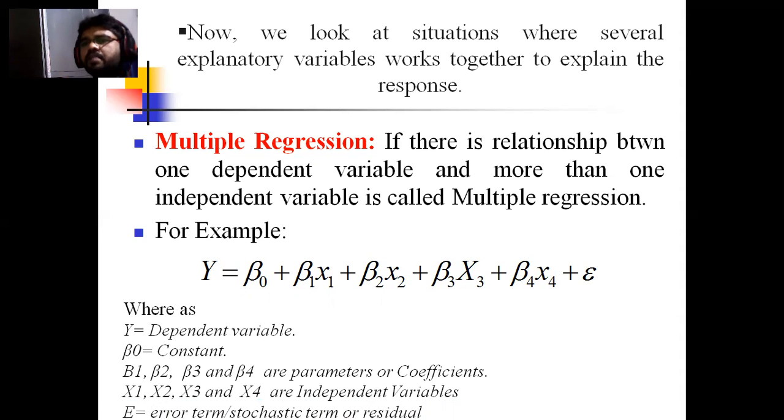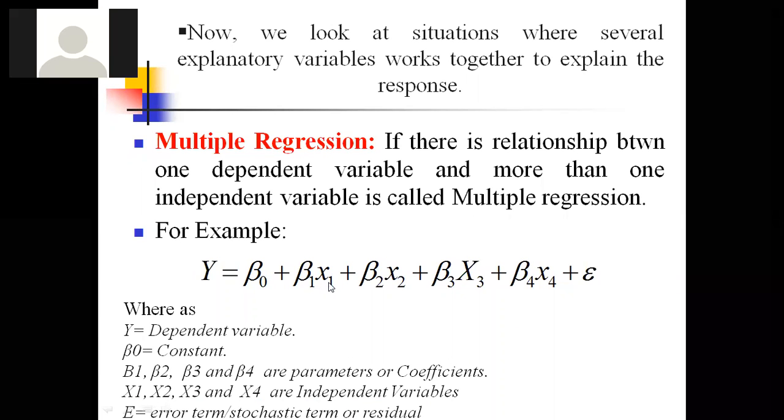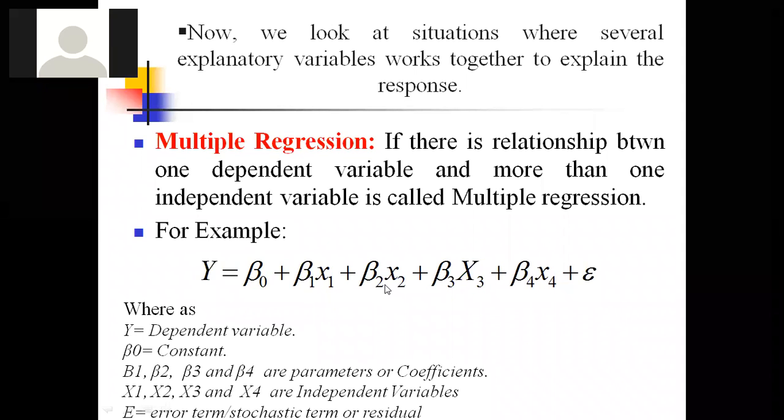How can we write a multiple regression equation? For example, y equals beta 0 plus beta 1 x1 plus beta 2 x2 plus beta 3 x3 plus beta 4 x4 plus epsilon. Here we have taken four independent variables. Y is the dependent variable, and beta 0 is the constant or intercept. Beta 1, beta 2, beta 3, beta 4 are all called parameters or coefficients. Sometimes we call them unknown parameters.